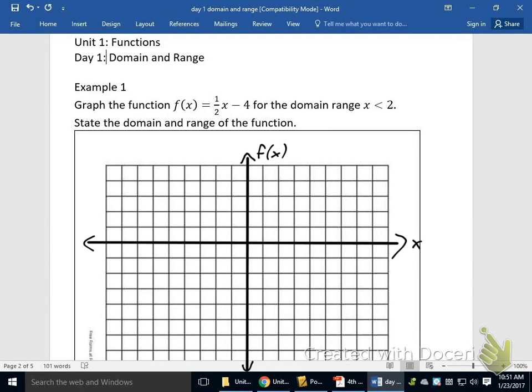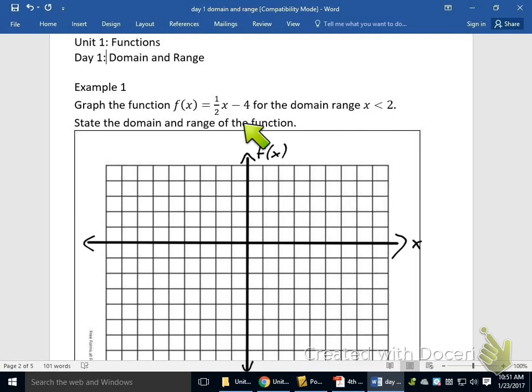This is Unit 1 Functions, and today we're starting with Day 1, Domain and Range. What you're going to see me do is graph these functions, determining their domain and range. What's going to be new here is these domain restrictions that you're going to see, and that's going to help you with understanding piecewise defined functions once we get there.